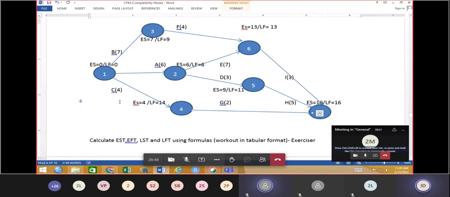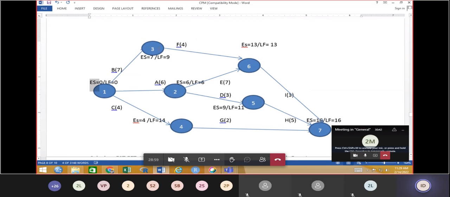Now, earliest start time. As I said, the earliest time at the beginning should be 0. So this is 0. Right? To finish this 1 to 3 activity, 0 plus this duration 7, right? The earliest start time will be 7. Now again, for this particular activity, 0 plus this duration is 6. So 0 plus 6. Again, for the 1 to 4 activity, the duration is 4. So 0 plus 4, ES is 4. Only ES will be worked out first.